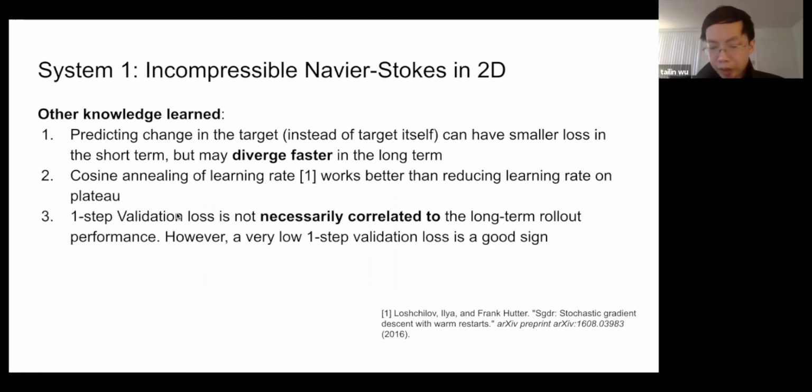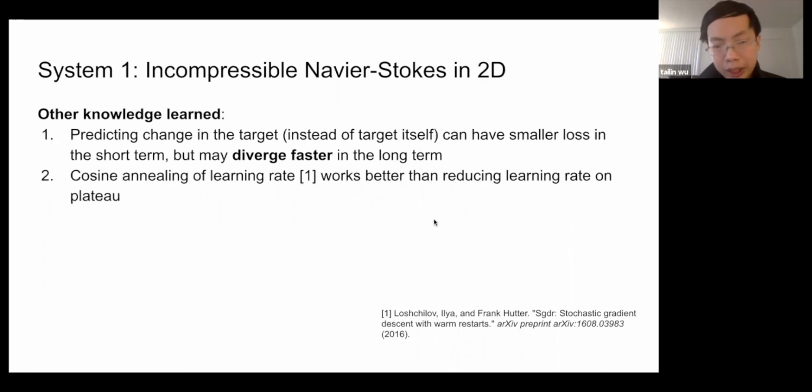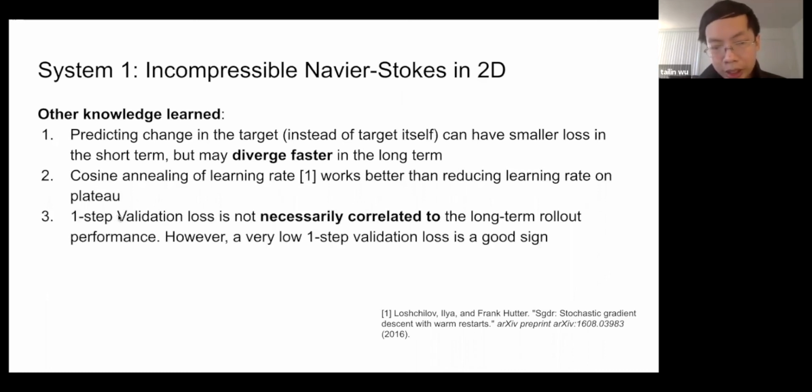And thirdly, we find that generally when we train it, we use the one-step reduction loss to do some early stopping and to see the performance during training time. But this may not necessarily correlate well to the rollout performance in the long term. As we saw before, even if some rollout is very good in the short term, it may have very large error in the long term. So this one step is not a good indicator.